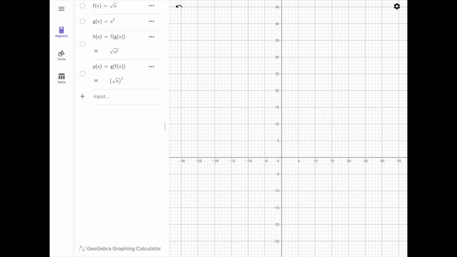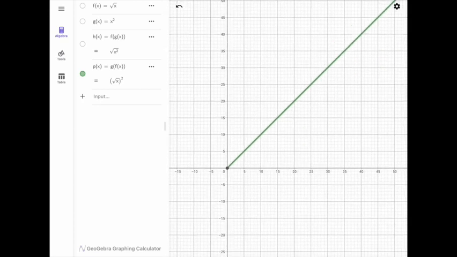Now looking at it in the other direction, our new function is called p of x. We're going to plug f of x into g of x. So that means I'm going to have the square root plugged in to x squared. Now remember we said it's going to be a line y equals x, but with a restricted domain. We cannot plug in anything that's less than 0. So when I graph that, you can see it's the line y equals x. However, it's showing x is equal to 0 and up for the domain.